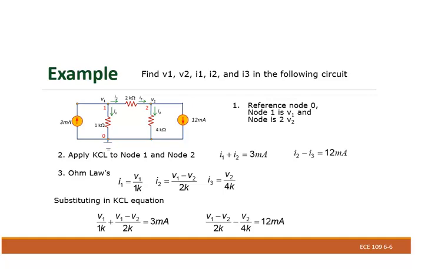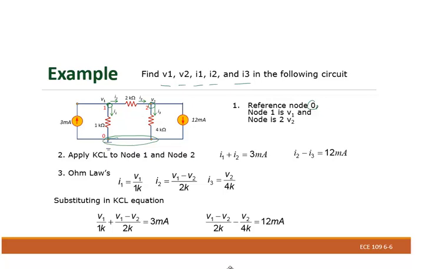In this example, we want to find V1, V2, I1, I2, and I3. We want to use node equations again. We select this one as our reference, which is node 0. We have node 1 right there, which we call V1. The other node is node 2, which we call V2. So step 1 is done.